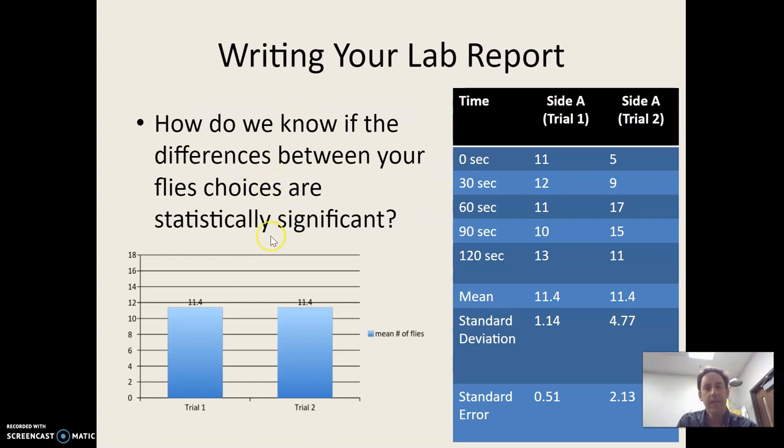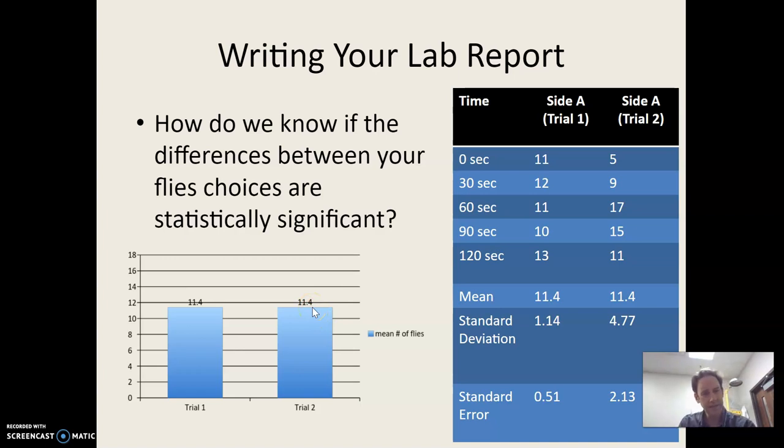So the question is, let's suppose, oh, there's the bell. You did side A, and you just recorded how many fruit flies were on side A during trial 1 and trial 2. And when you finished, you got the average of 11.4, and you graphed it. So side A for trial 1 had an average of 11.4 fruit flies. Side A for trial 2 had 11.4.